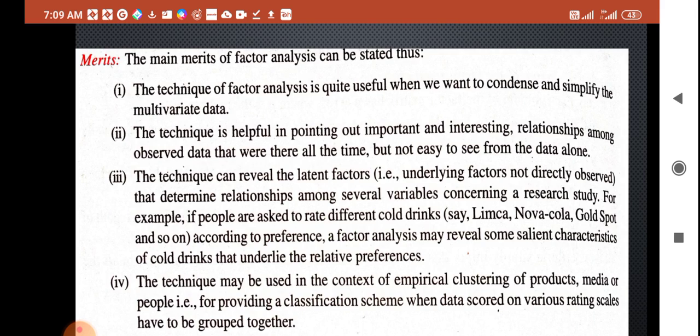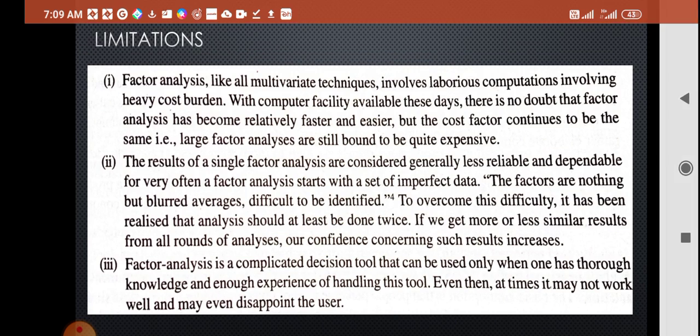Number four, the technique may be used in the context of empirical clustering of products, media, or people. That is, for providing a classification scheme when data scored on various rating scales have to be grouped together.